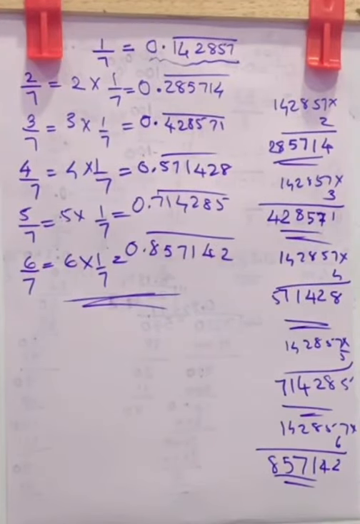Now next type of question. First we will do some examples. Then we can do questions from exercise. Okay. So the question is, show that 0.3333, that is 0.3 bar, can be expressed in the form P by Q.